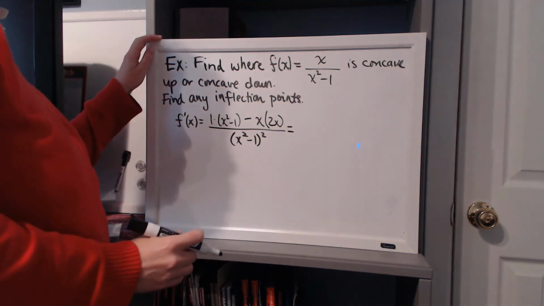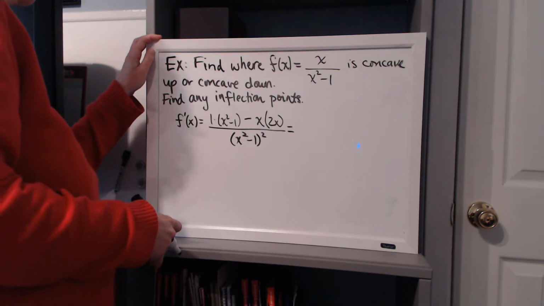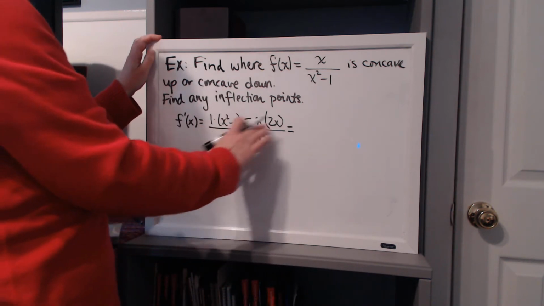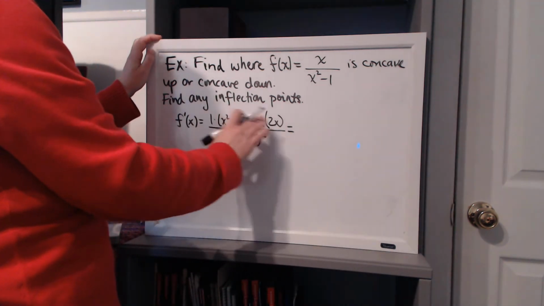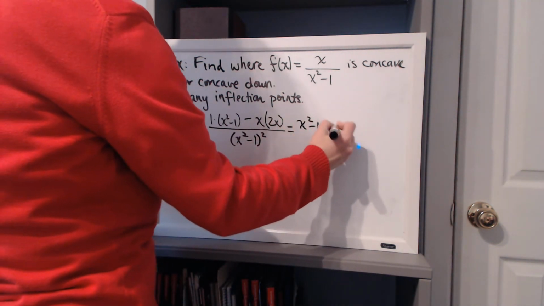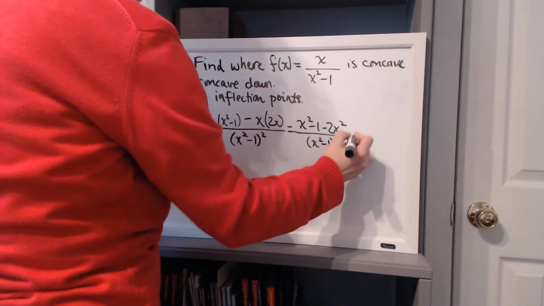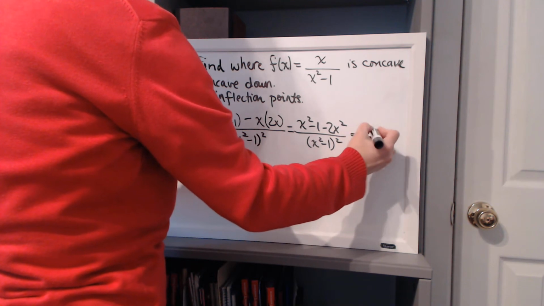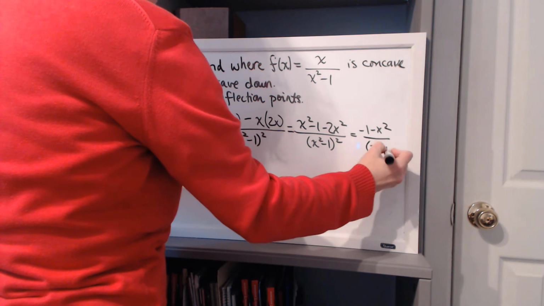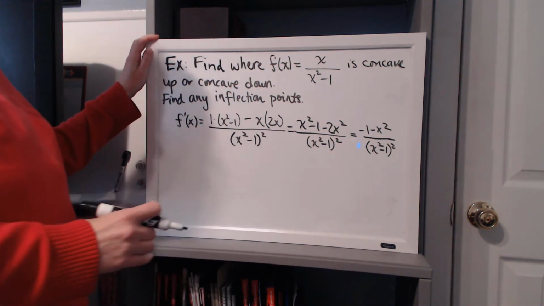And now, when we were first just finding derivatives, I told you not to simplify anything, but now because we're going to be using the derivative to find the second derivative, we want to simplify as much as possible. So in the numerator, we're going to multiply out and simplify, and that's going to give us x squared minus 1 minus 2x squared. The denominator we're leaving alone exactly as it is, and we're going to end up with negative 1 minus x squared in the numerator over x squared minus 1 quantity squared in the denominator. So there's the first derivative.